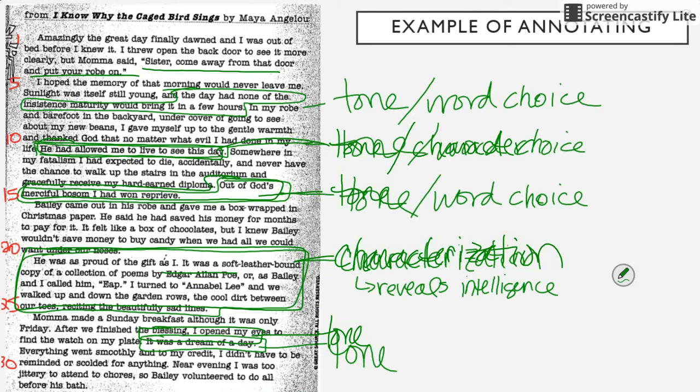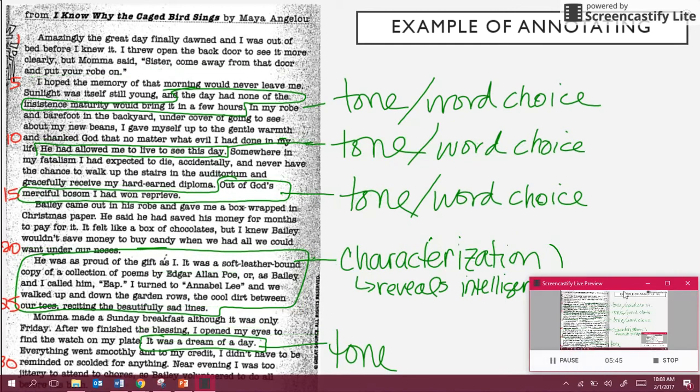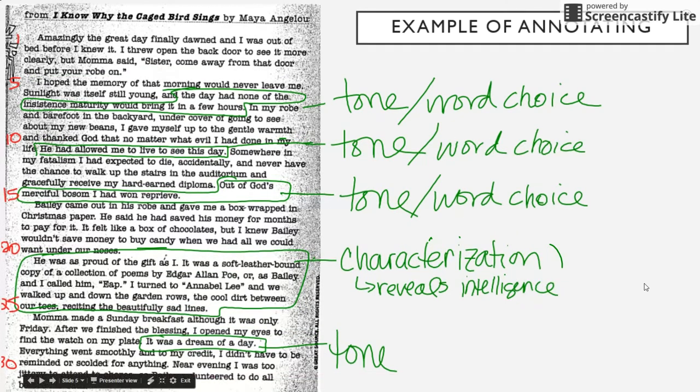So what I see here is ultimately my annotations. I have my tones, I have my word choices, and the lines that I think stand out in terms of the guiding question and tactics. Okay, so this is ultimately what it looks like. And again, this is just a sample.